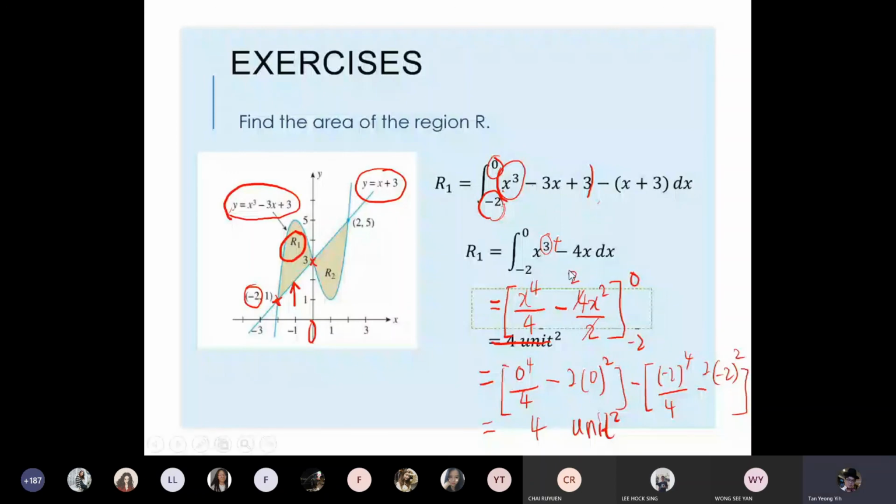As a conclusion for R1, we take the upper line minus the lower line, from negative 2 all the way to 0. Then we integrate and substitute the values to subtract, and we get the area for R1.